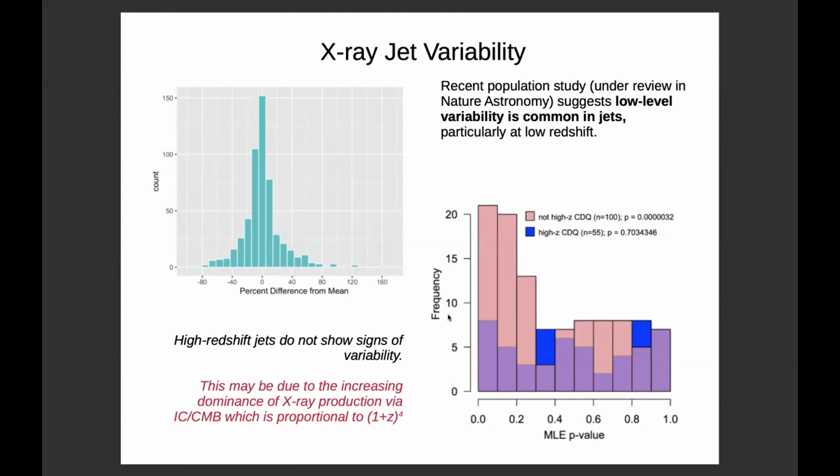Individually, most of these are not at the 5 sigma level, but if you look at the whole population, there's too many of these unlikely variability events. So this was pretty exciting. So I hope this paper comes out this year.